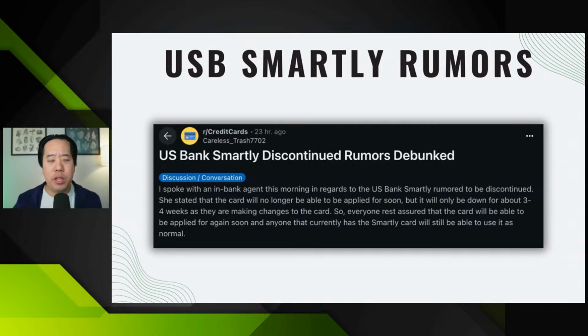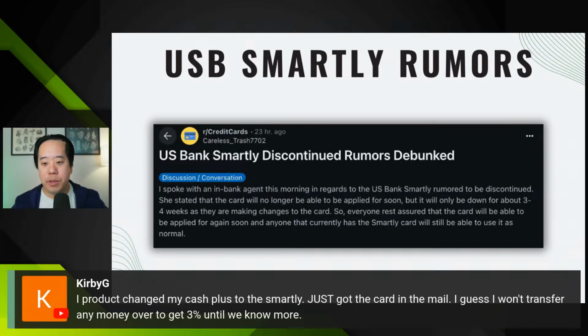Yeah, it's just one of those things that I just don't know what is going to happen with the card and how that's going to affect what I'm doing, which is the next question, by the way. Kirby G actually says, I product changed my Cash Plus to the Smartly. Just got the card in the mail. I guess I won't transfer any money over to get the 3% until we know more. Yeah, I would agree with that. I would just say I would wait on the Smartly card just to see how it shakes up.